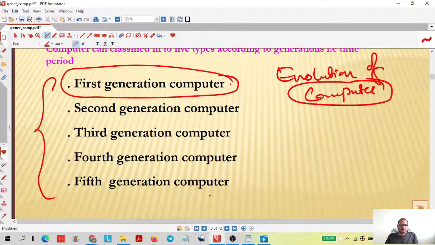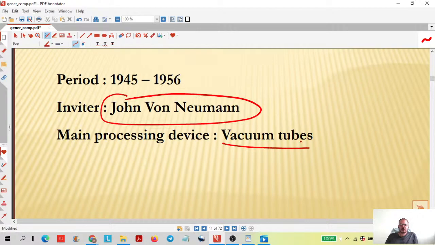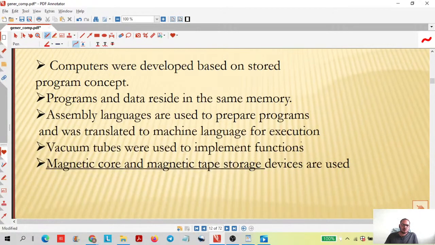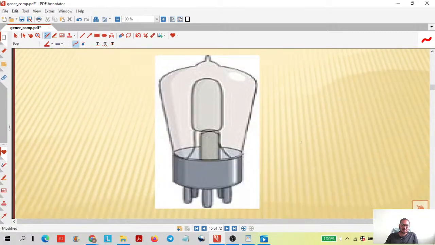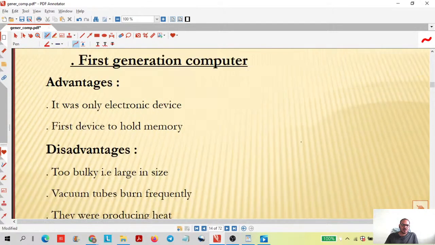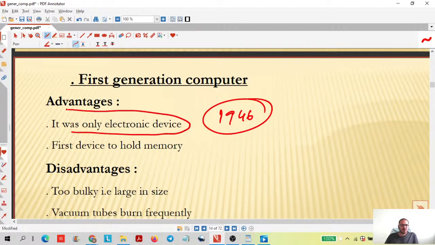Okay, so the first generation computers, second generation computers. The inventor of the first generation computer is John von Neumann, and it is based upon vacuum tubes. Vacuum tubes are large in size; you can see the images, these are some of the vacuum tubes. But there were some advantages for the first generation: during 1946 or 45, it was the only electronic device.